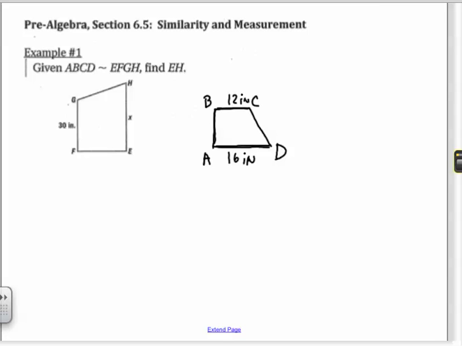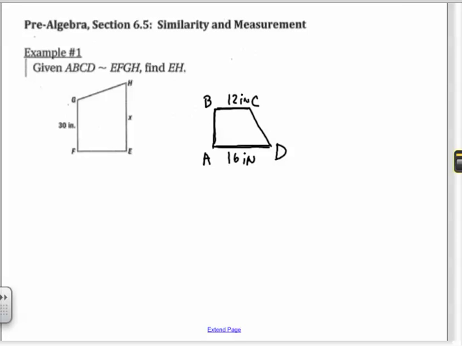Okay, here we go. Similarity and measurement. Guys, we've been working with different figures, okay? And we are going to deal with some similarity. If figures are similar, that means that they have a certain ratio. We can set up a proportion to find missing lengths between two figures.